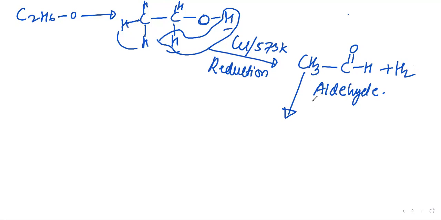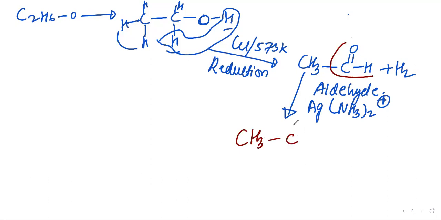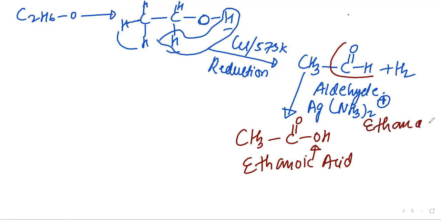Now it undergoes the silver mirror test in the presence of Ag(NH3)2+. The aldehyde functional group is converted into a carboxylic acid, CH3C=OH with one oxygen inserted. This carboxylic acid is named ethanoic acid, since there are two carbons. The aldehyde is ethanal, and the alcohol is ethanol, that is, ethyl alcohol.